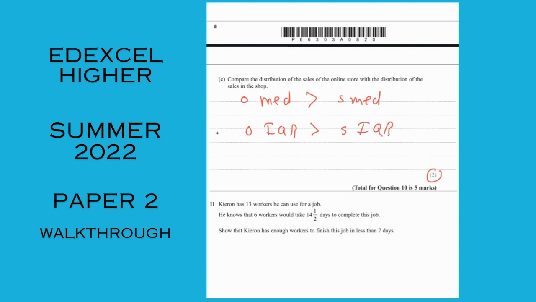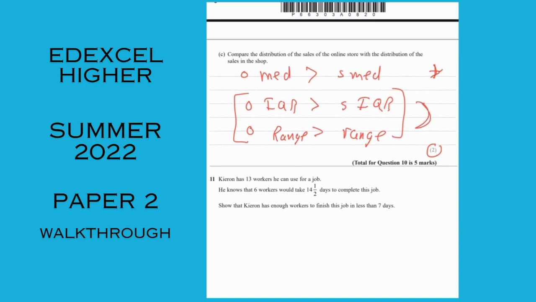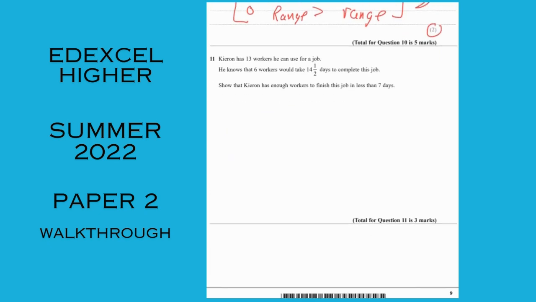You could say the same about the online range is also bigger. So again, both measures of spread, but don't just say those 2. You must say the top one. Which one of these you say is optional? So over to you. Number 11.